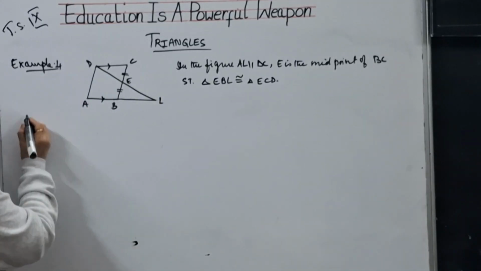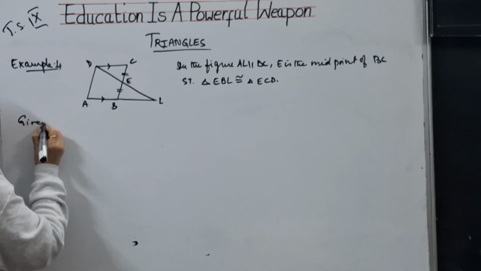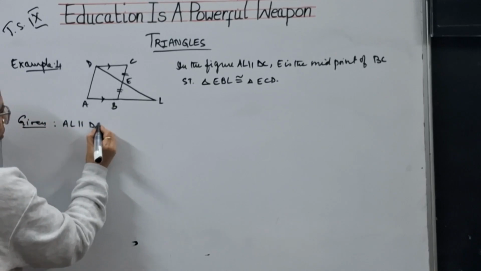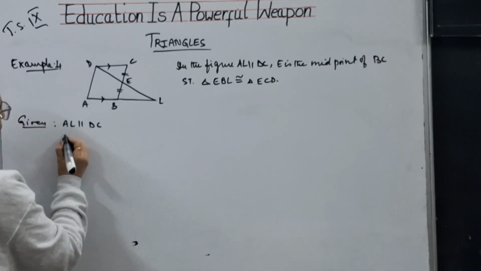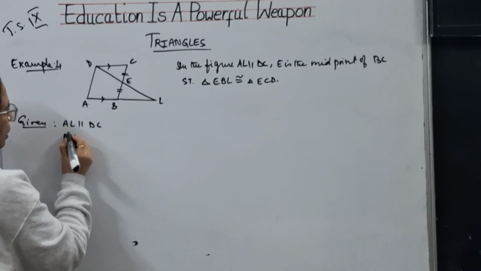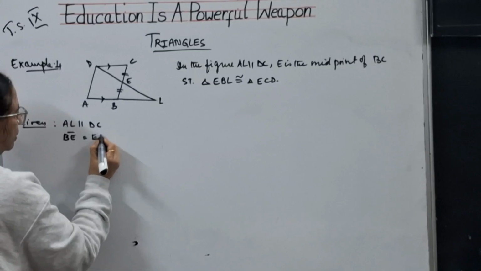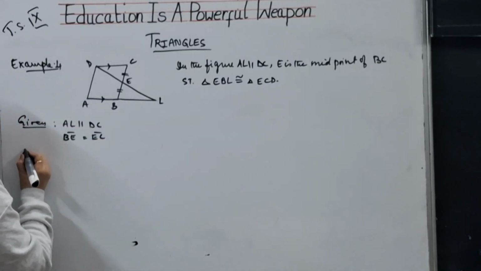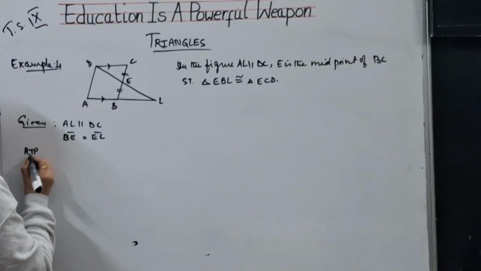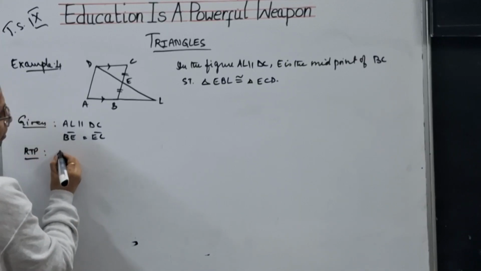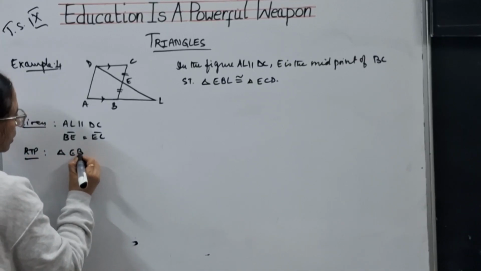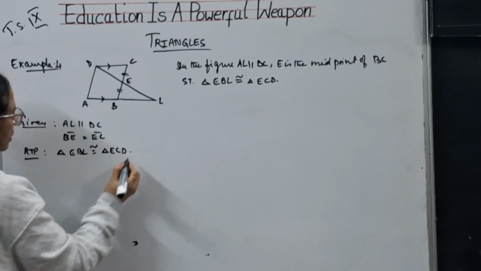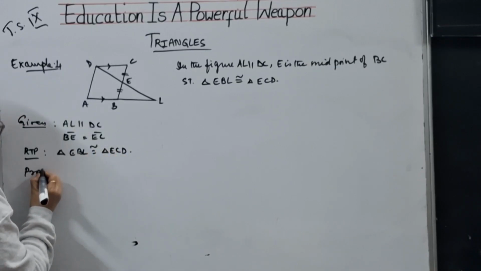Now, what is given? We have got AL is parallel to DC and BE is equal to EC. This is also given to you. And what is RTP? You need to prove that triangle EBL is congruent to triangle ECD. Now let us see the proof.